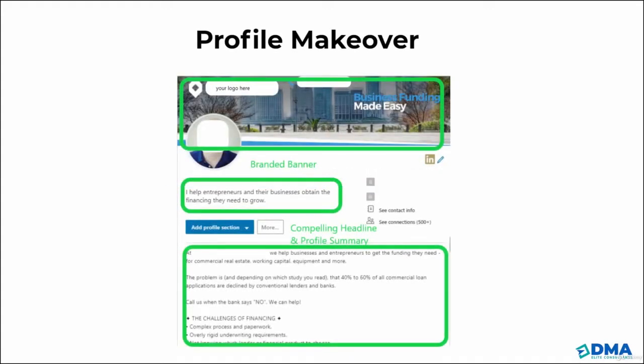So the first thing that you need to do is do a complete profile makeover. You want to have a custom profile banner, and you can get these created just by simply going to canva.com and create a simple banner, and it'll take you maybe 20 minutes at the most. Just make sure that it stands out and it really positions you as an expert.